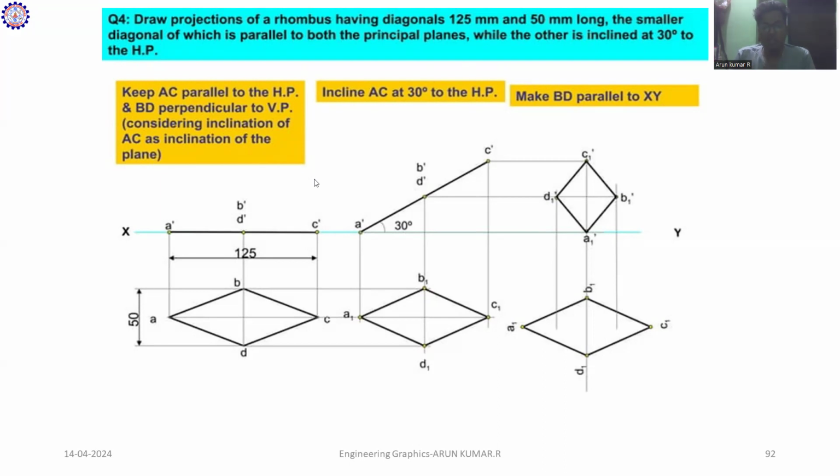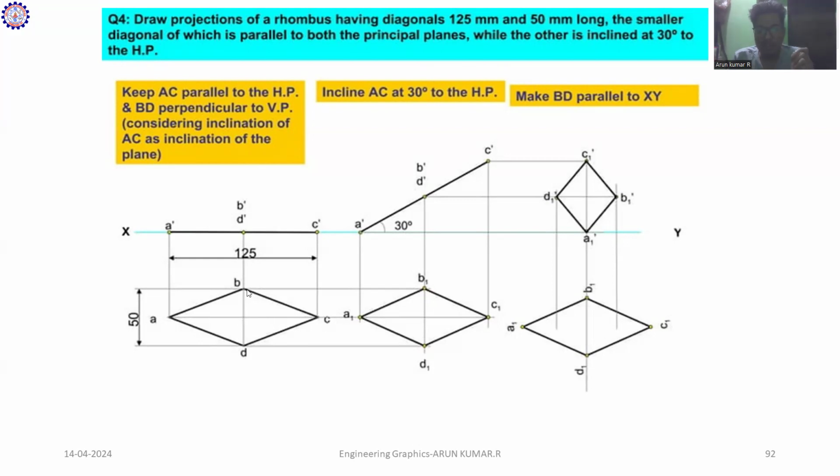So first of all, you have to construct the rhombus. What are the diagonals? They are 50 mm and 125 mm. First, you construct the longest diagonal, that is 125 mm. Here I have named it A and C. So first of all, I construct AC.